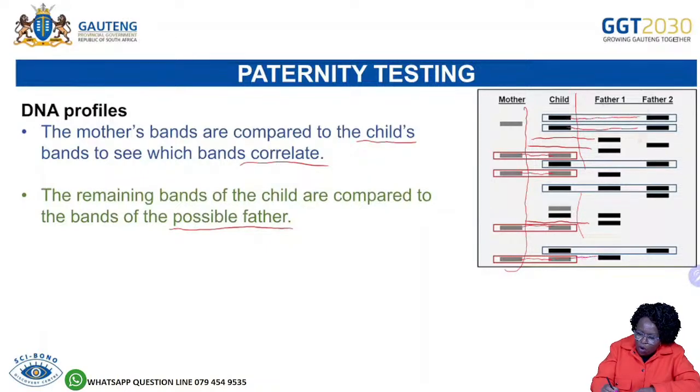Then we have got child, let's check, father two, this band is matching with the child, and father two, this band is matching with the child, and we've got father two, this band is matching with the child. So you can see that there's more bands of father two that are matching with the child, meaning that father two is the actual father of this child that is given as an example.